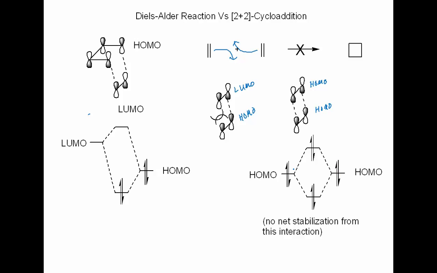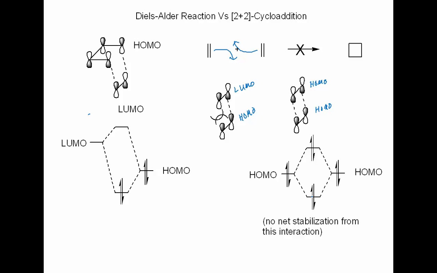When you have a field interacting with a field, there's no net stabilization from this interaction, because if you start out with 4 electrons, you have to put 4 electrons in your molecular orbitals, so you're going to have to throw an equal number in the anti-bonding as you do in the bonding. Okay? Alright, so the 2+2 cycloaddition is going to be a lot harder than the 4+2 cycloaddition.